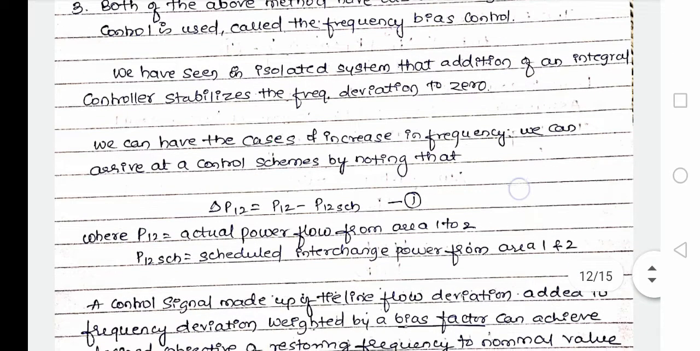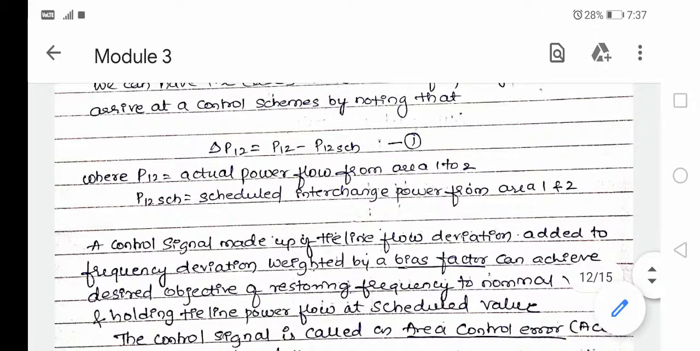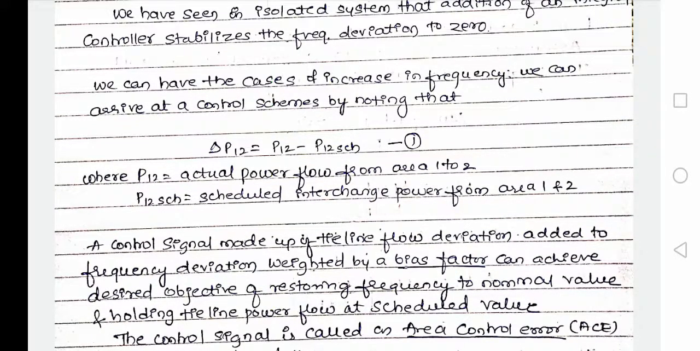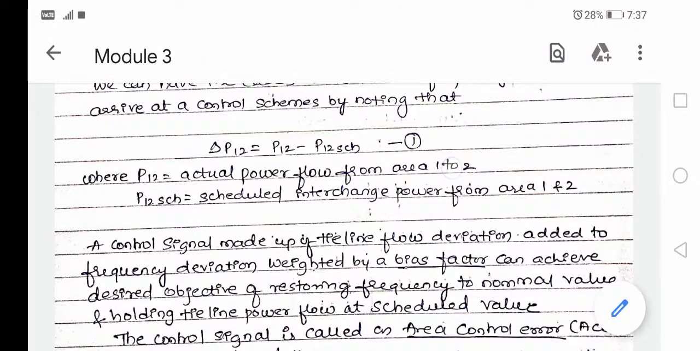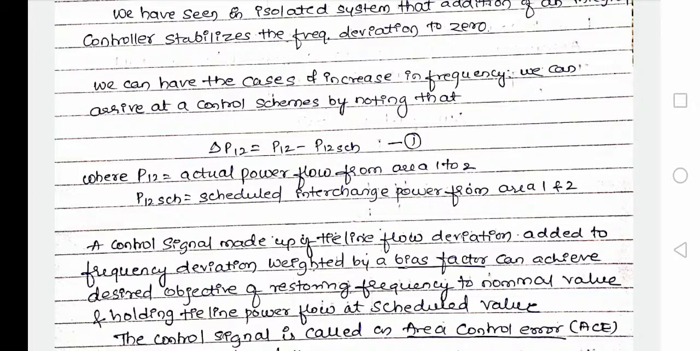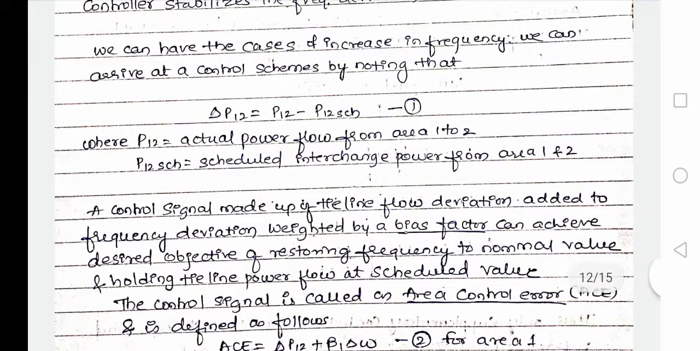So here we can have the cases of increase in the frequency, so that we can arrive at a control scheme, that is delta P12 is equal to P12 minus P12 SCH. You can take this as equation number 1, wherein P12 is the actual power flow from area number 1 to 2. As you know, here you are considering area 1 and area 2. And P12 SCH means what? It is the scheduled interchange of power from area number 1 to 2.